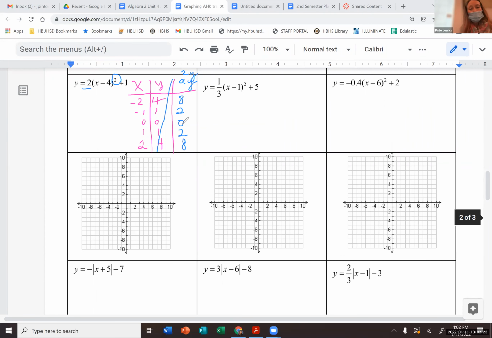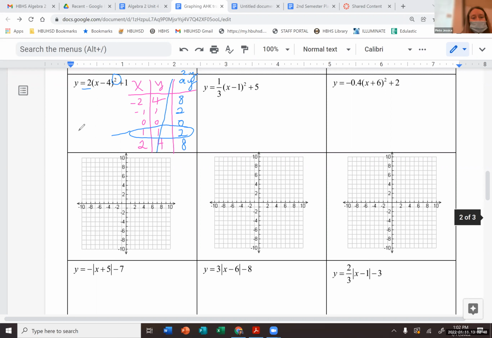Hopefully you're seeing that right here. This is where the A value shows up. When I'm 1 unit away, I go up 2 units, which is really nice. When the A value is a whole number, it's really easy to plot it because it's just 1 unit away, go up however many units it says for A. Or if A is negative, go down that many units.